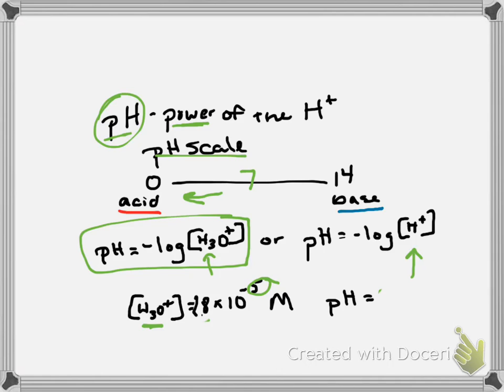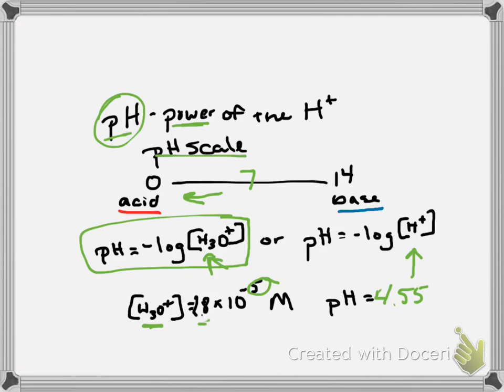Well, if you plug this into the formula up here and take the negative log of 2.8 times 10 to the negative 5, you're going to end up with a pH that is very close to 4.6. It's 4.55. And that's our pH for this one. Again, we would say that it is acidic since it is lower than 7 on the pH scale.